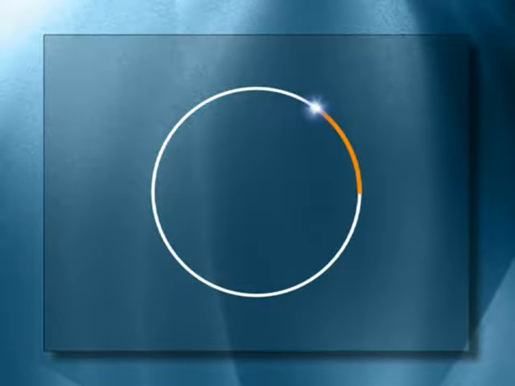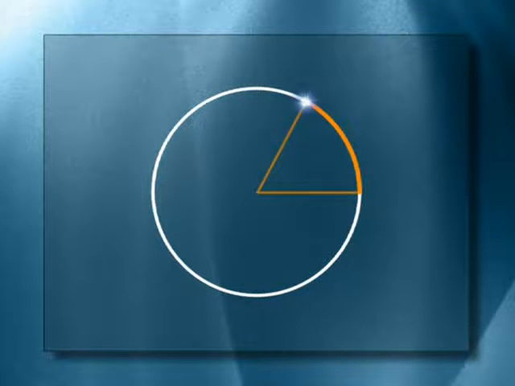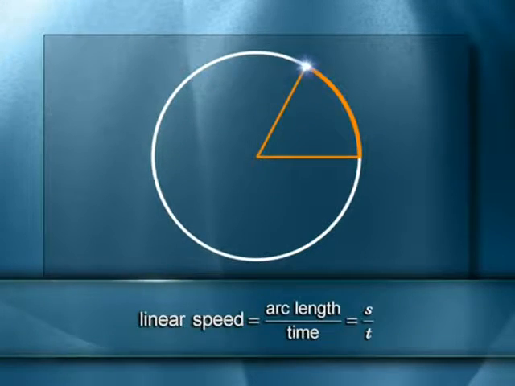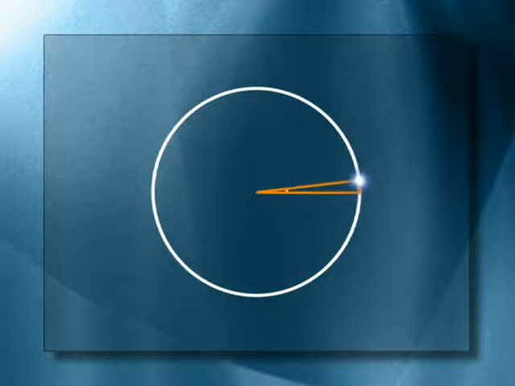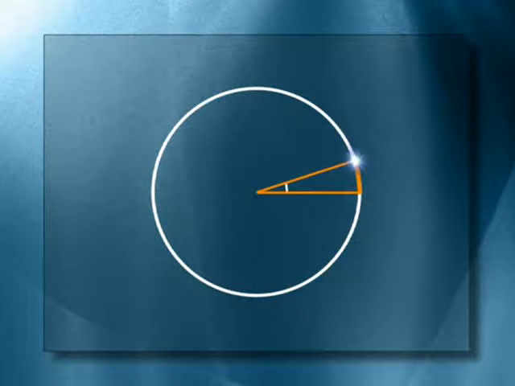Well, if it travels a certain length of arc in time t, and it's going at a constant speed, then that arc length divided by time, s over t, is defined to be the linear speed. Linear speed is basically if you were driving along the circle in a car, that's what your speedometer would show, the linear speed.